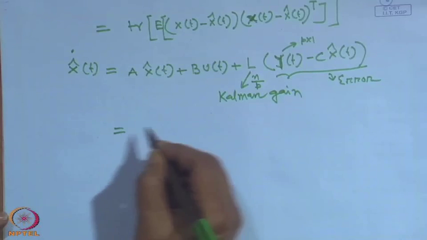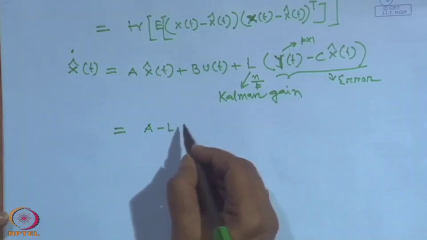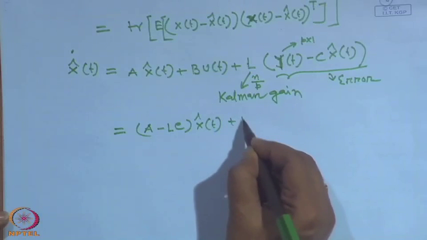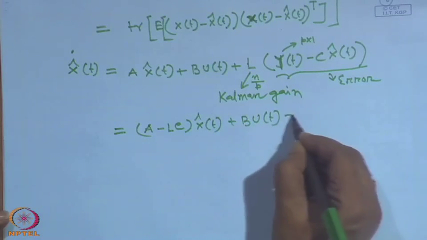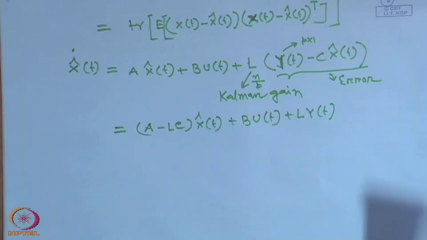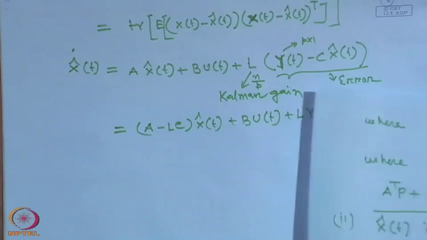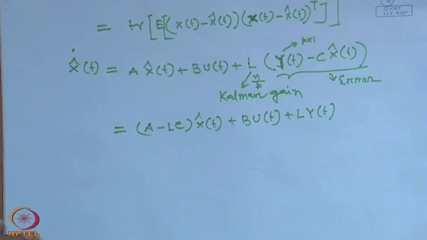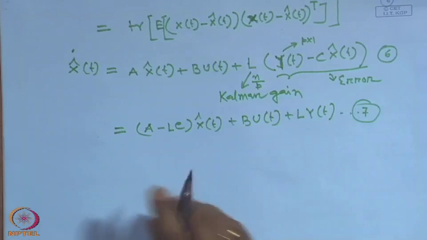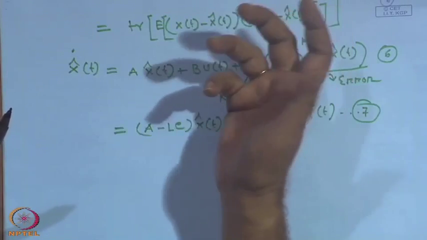If you simplify this, I can write it as (A minus L C) x hat of t plus B u of t plus L y of t. Let us call the last equation number 5, then this is equation number 6, and this is equation number 7. So, the estimator design is the dual of the controller design, agree?